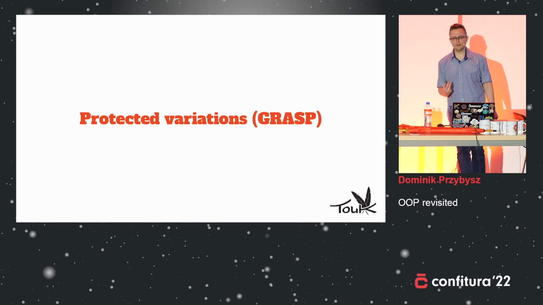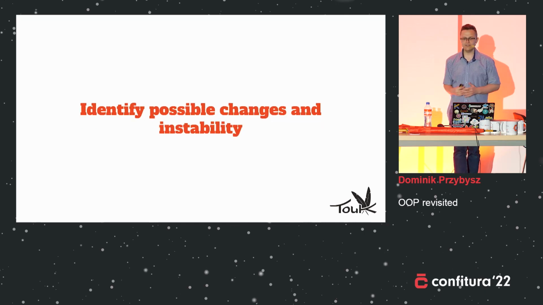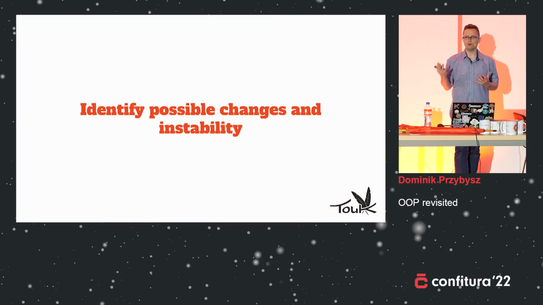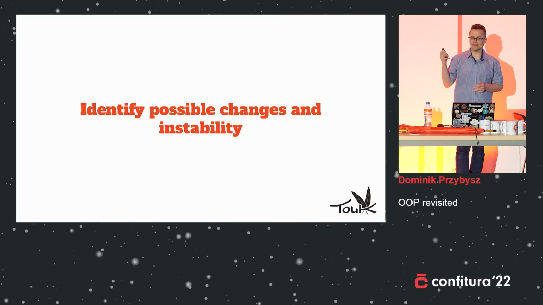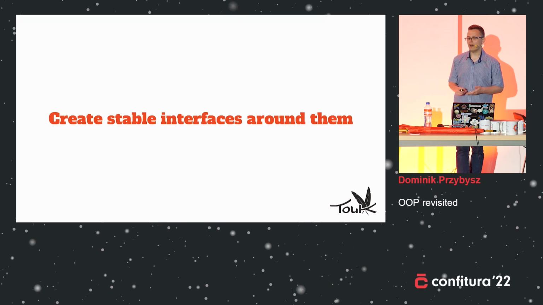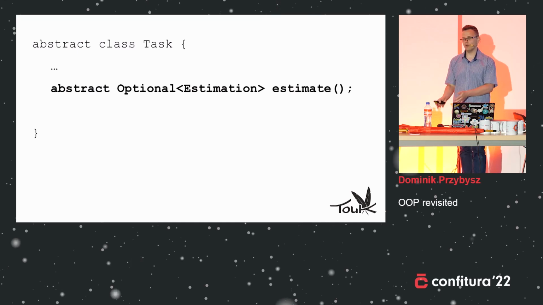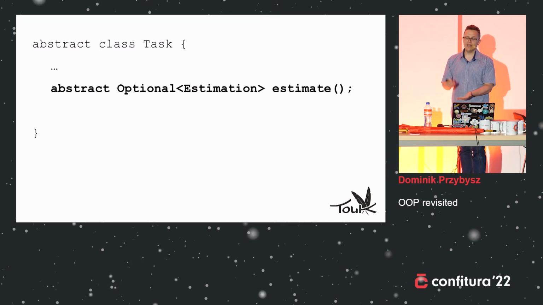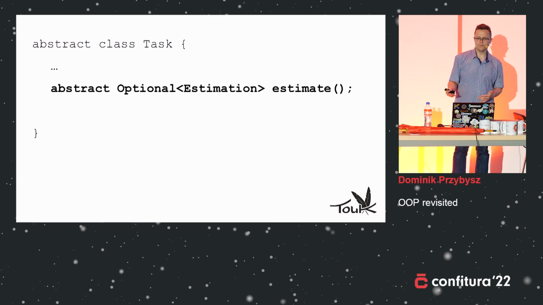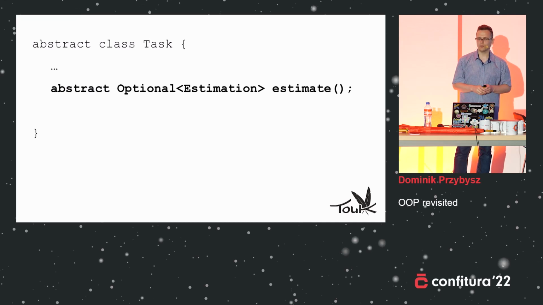And to do so, you have to follow a principle from GRASP, which is called protected variations. This principle is about identifying possible changes in your code and all the instabilities, all the differences, what can go wrong with your interface. And around that, you have to build stable interfaces and describe them in a proper way. So now, after the lesson with the external task, it would be much better to return an Optional of estimation, of course starting from Java 8, to tell explicitly that estimation is available or not. Don't throw an exception. You can do it in another way, but this is the obvious way to do this using your types, using the signature of your method.